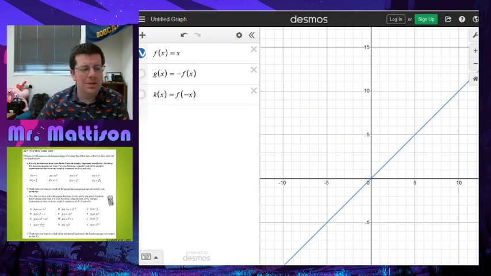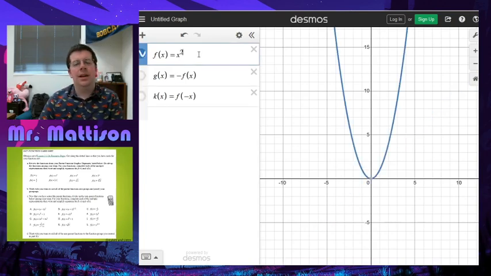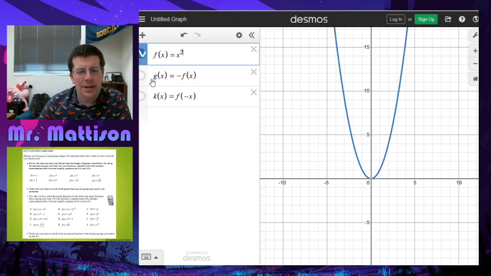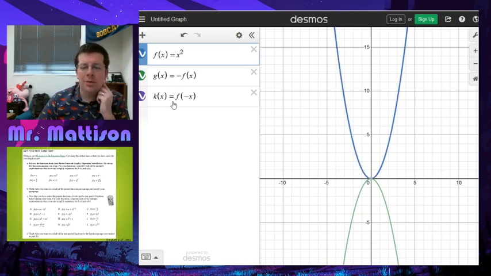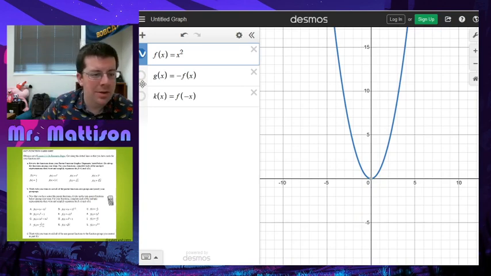Okay, so now my next graph that I want to do is x to the second. So I get this. Okay, so if I put a negative on the outside, I get this green graph. If I put a negative on the inside, I get this purple graph. So that purple graph is really the exact same as my original graph. So that's a key distinction there, right? So on that pairing, my blue and my purple were the same.